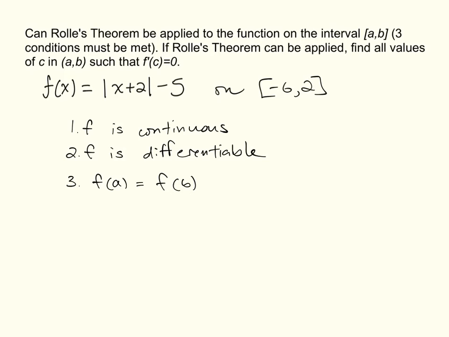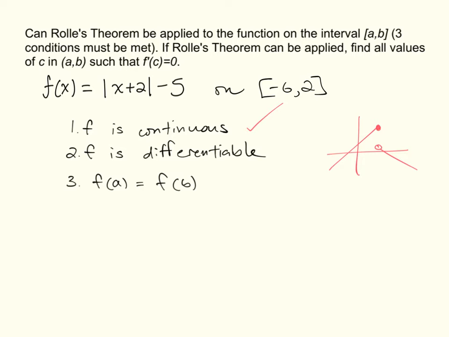Just by reasoning through this, this is an absolute value function. An absolute value function is in fact continuous. There are no holes in the graph. It's not a piecewise function, so it's not trying to meet up in two different places, something like this. The absolute value function is a continuous function.